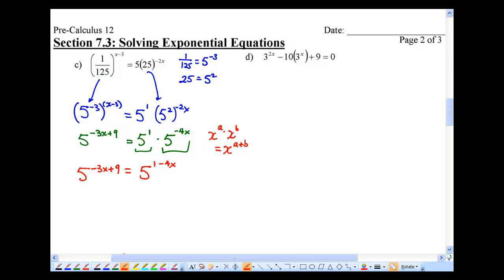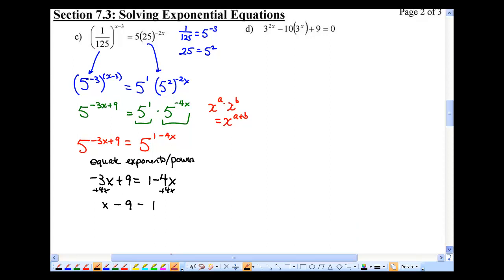And now, since there's one exponent expression on the left and one exponent expression on the right, we now just equate the exponents and solve. Or actually, equate the exponents or the powers, I'll say. Okay. Solve. So negative 3x plus 9 equals 1 minus 4x. In this case, I'm going to add 4x to both sides. We get x plus 9 equals 1. Move the 9 or negative 9 to the side, so x equals to, oh, what happened here?